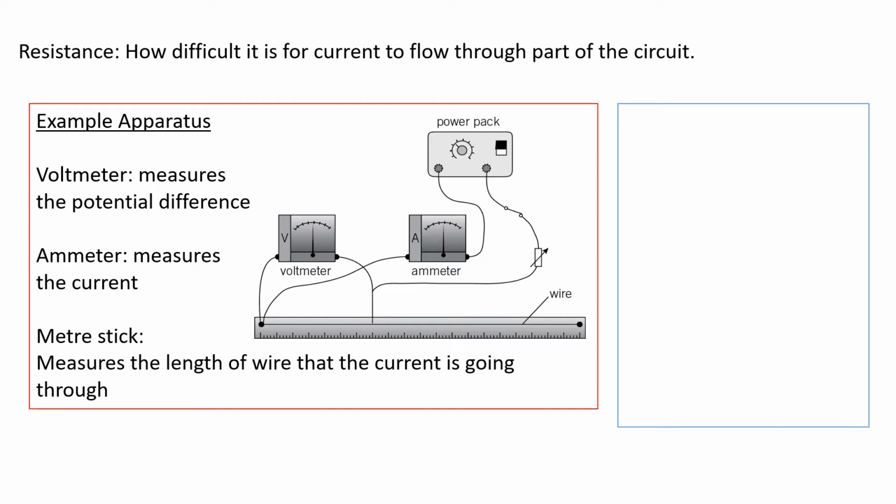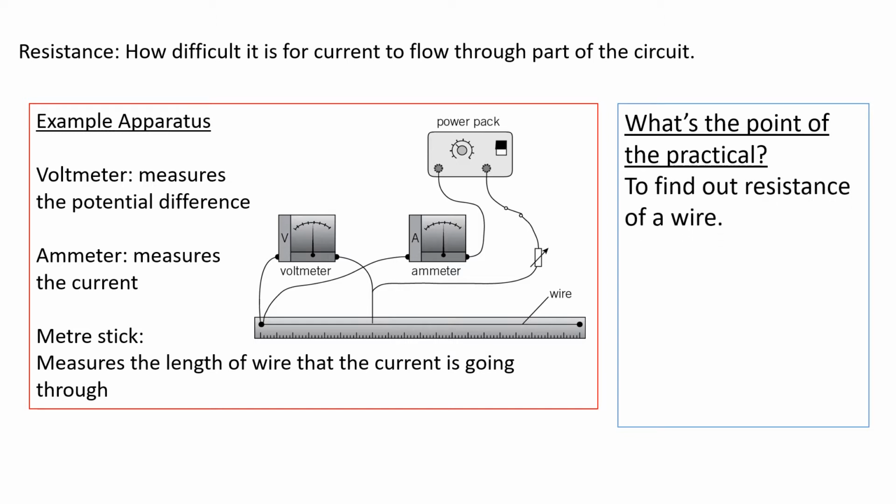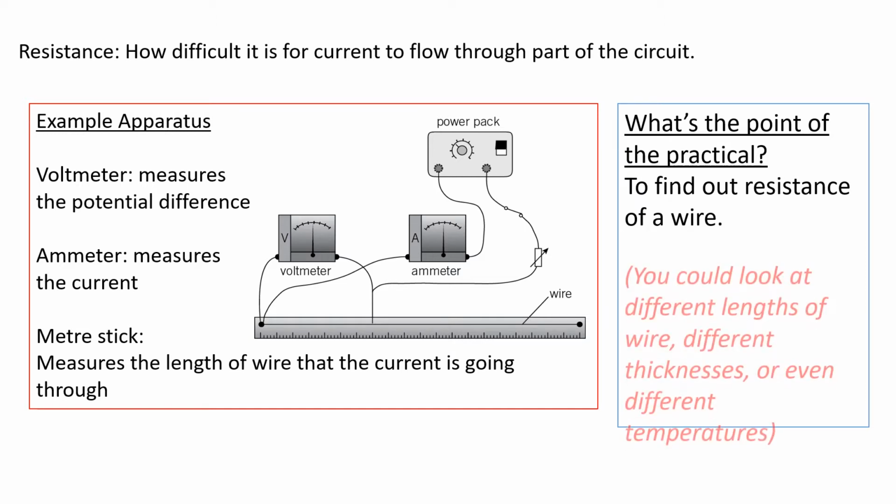And we've got some crocodile clips that I can then move the voltmeter and ammeter along to work out different lengths. So what is the point of this practical? It's to find out the resistance of a wire. All different metals have a different resistance. Different metals allow different amounts of electrons to flow, and this is to do with their structure.